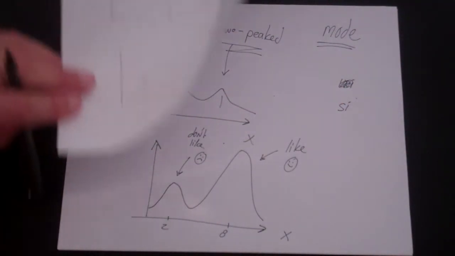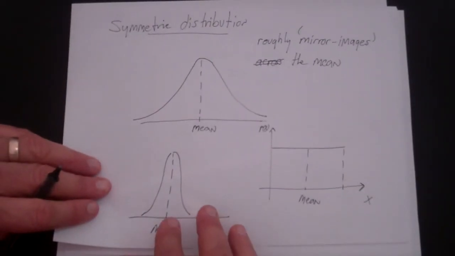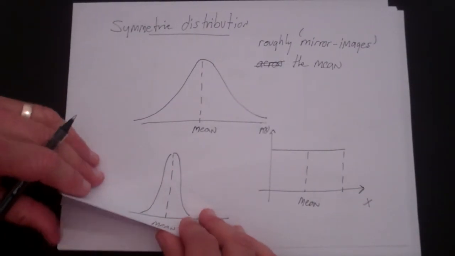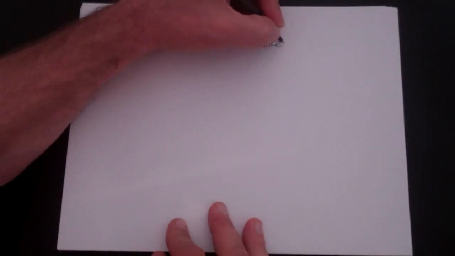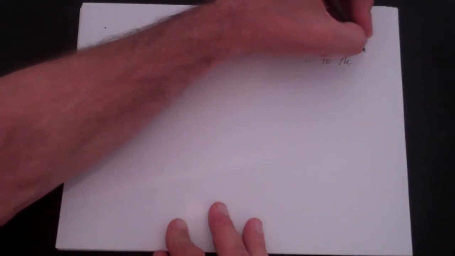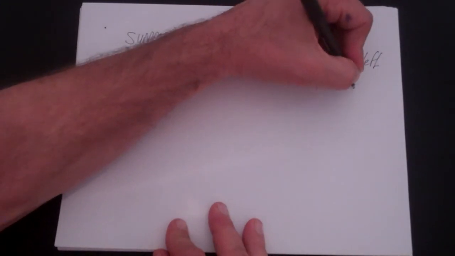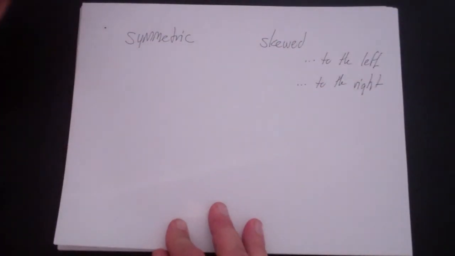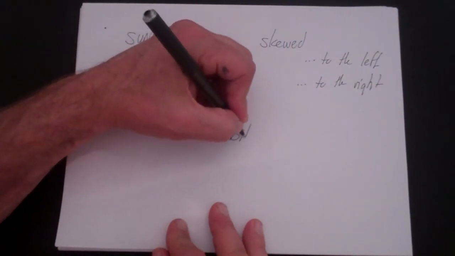So all of the previous examples, skewed to the left, skewed to the right, and symmetric are all examples of what we call single peaked. So what do we have here? We have symmetric, and we have skewed to the left and to the right. And then you have bimodal.